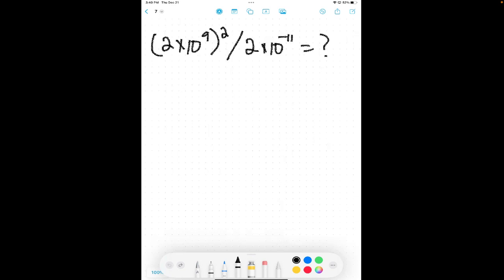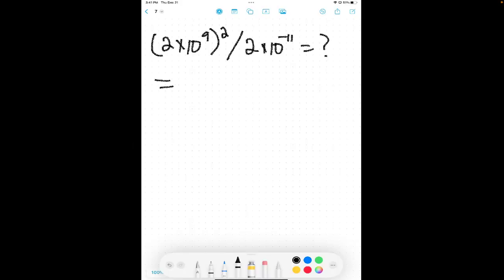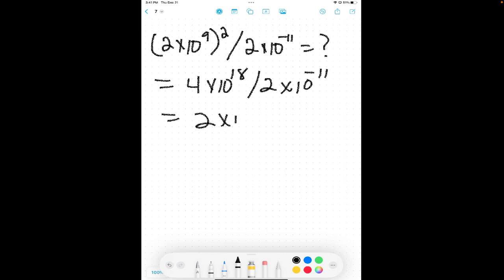In our next example, instead of dividing by a number to a positive exponent, we'll be doing the same with a number to a negative exponent. So we're left with 4 times 10 to the 18th divided by 2 times 10 to the minus 11, leaving us with 2 times 10 to the 18 minus a minus 11, resulting in 2 times 10 to the 29.